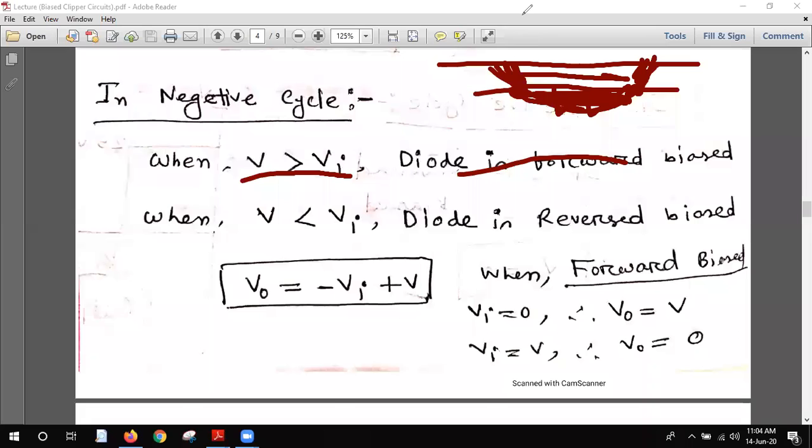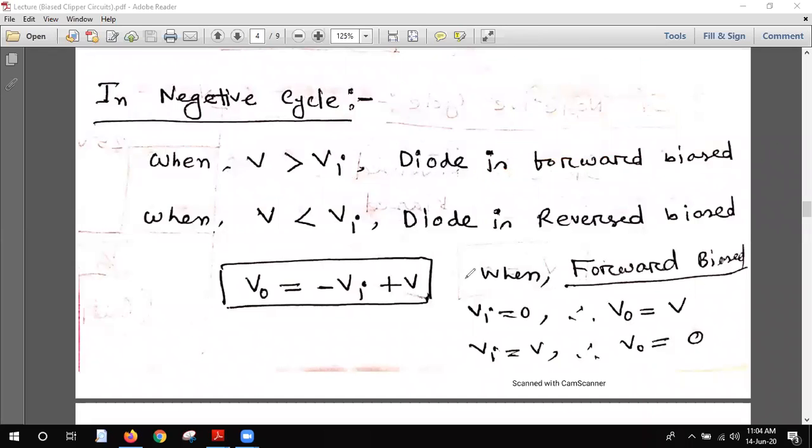So we can easily know that. When forward biased, what happens? At the very beginning, this is the output equation. If we just apply KVL, we get the output equation. But at this time you have to take the negative and the positive in the circuit. You'll get this output equation: V output equals minus VI plus V.